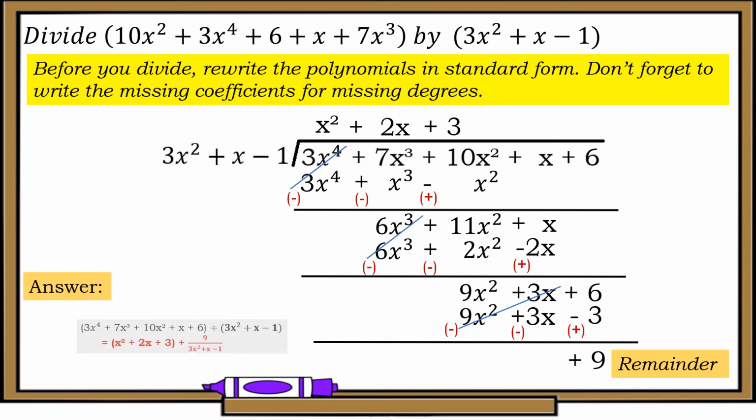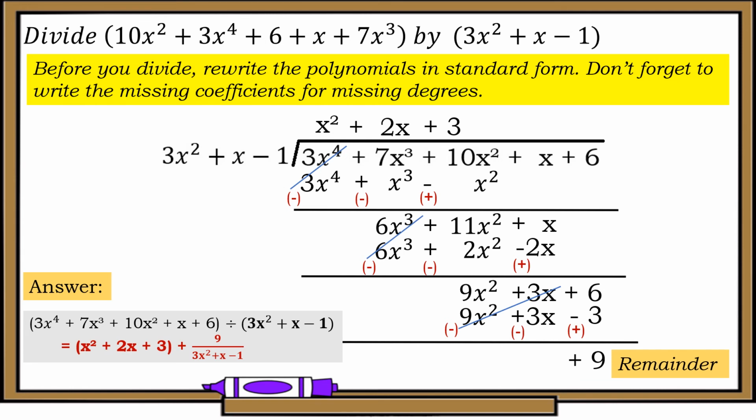So, our answer now is, when you divide 3x to the 4th plus 7x cubed plus 10x squared plus x plus 6 divided by 3x squared plus x minus 1, the answer is x squared plus 2x plus 3 plus the fractional part, which is 9 over 3x squared plus x minus 1.